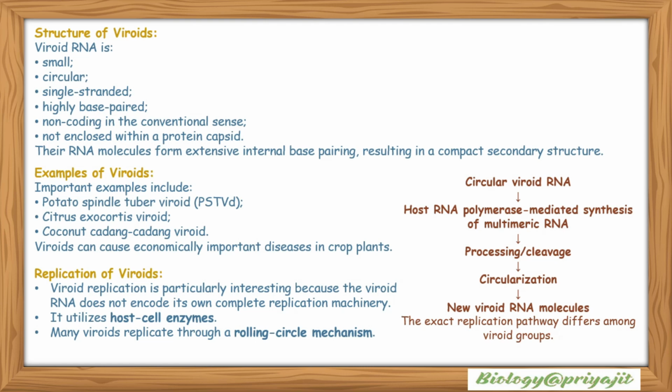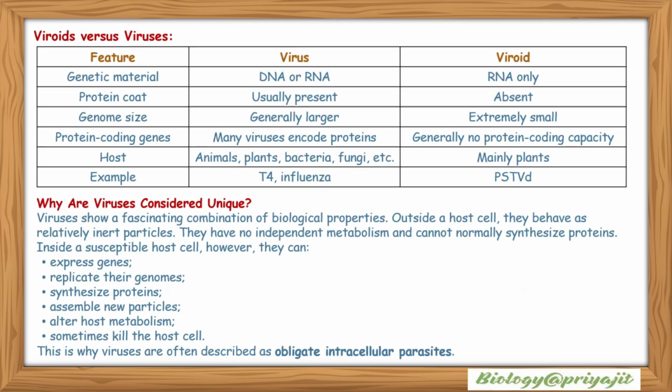Replication of viroids. It utilizes host cell enzymes. It follows the rolling circle model. The viroid replication is interesting because the viroid RNA does not encode its own complete replication machinery. This is the differences of virus and viroid.